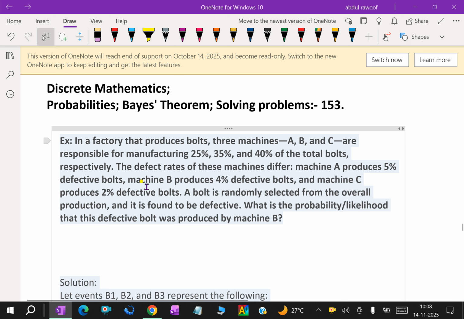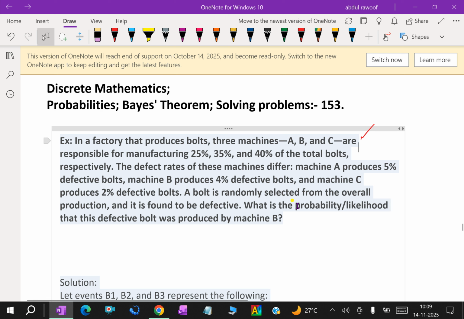In a factory that produces bolts, three machines A, B and C are responsible for manufacturing 25%, 35% and 45% of the total bolts. Three machines totally produce 100% of the bolts respectively. The defect rates of these machines differ. Machine A produces 5% defective bolts, machine B produces 4% defective bolts, and machine C produces 2% defective bolts.